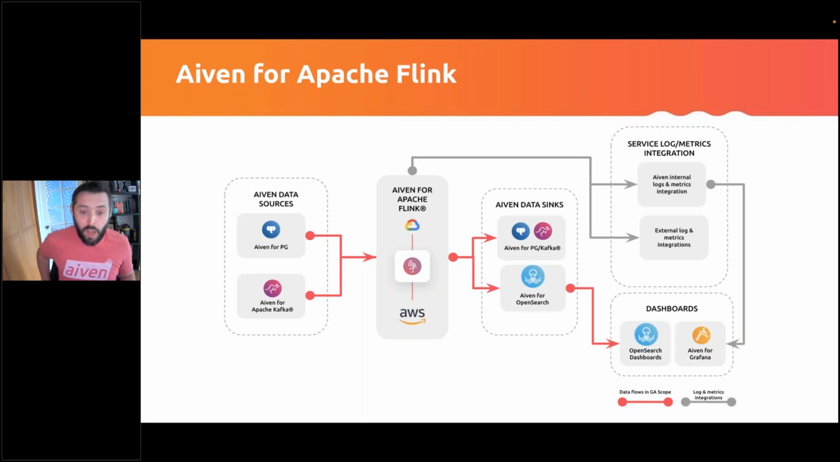On the Aiven platform, we have simple one-click integrations with our managed Postgres and Kafka services. The real power here is that once we have data from these 2 disparate systems in Flink, all we need is simple SQL statements to construct our streaming pipelines. And we're going to see an actual example of this a little later on from our customer use case. From here, we offer outputs to both Kafka and Postgres, as well as OpenSearch.